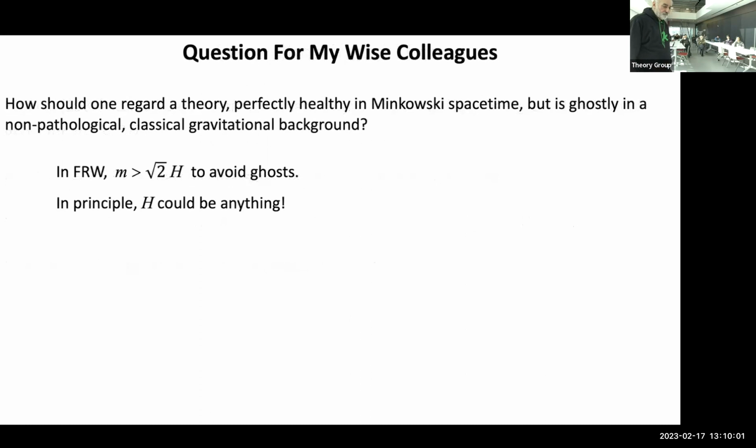So here's a question from my wise colleagues here. How should one regard a theory perfectly healthy in Minkowski spacetime, but ghostly in a non-pathological classical gravitational background? We say massive gravity is fine, but only in Minkowski space. If you can imagine a non-pathological classical gravitational background where the theory has ghosts, is it a healthy theory?